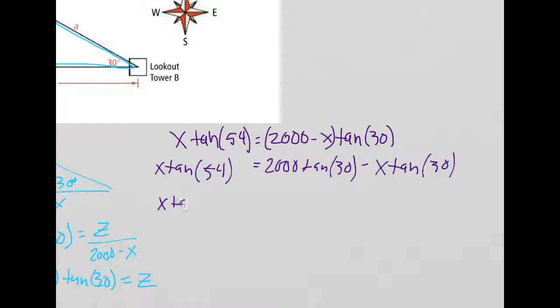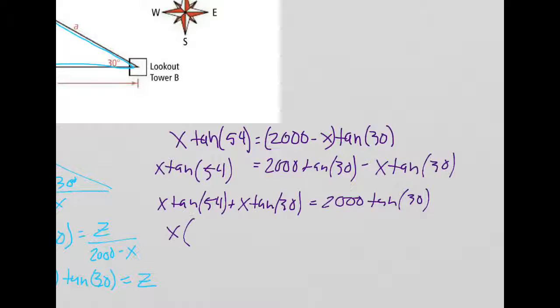So now I have x tan 54 plus x tan of 30 equals 2,000 times the tangent of 30. Well, notice on the left that x tan 54 plus x tan 30, both of those terms have an x in common, and so I can factor that x out to be left behind with tangent of 54 plus the tangent of 30. And I'm still equaling to 2,000 times the tangent of 30.